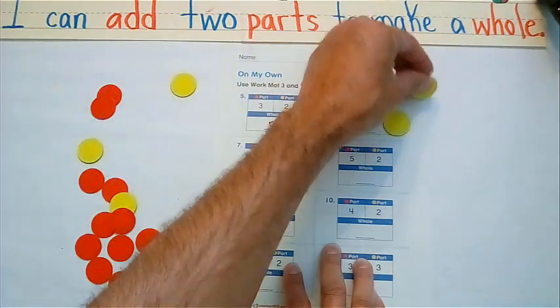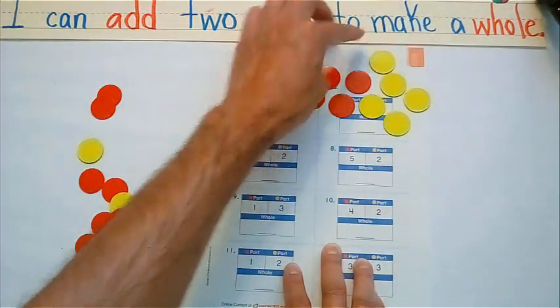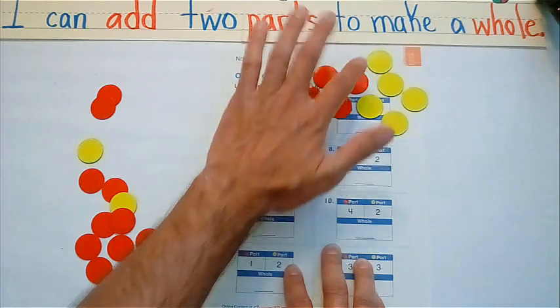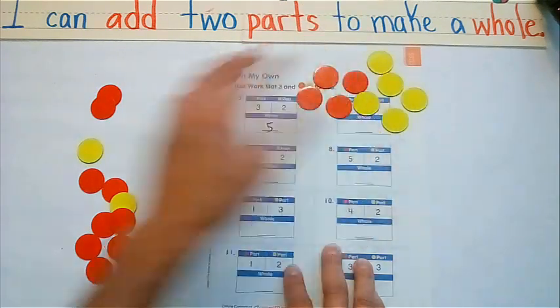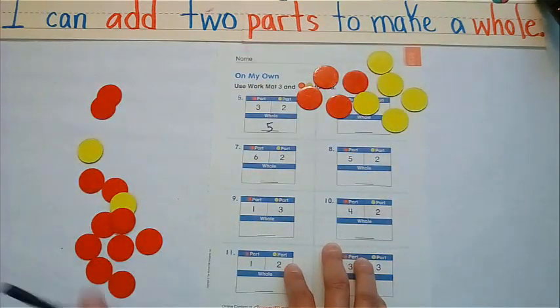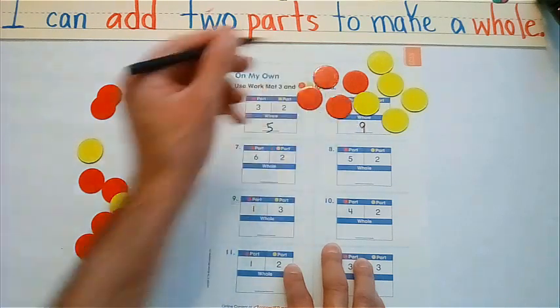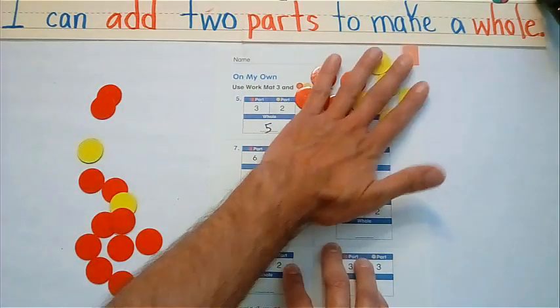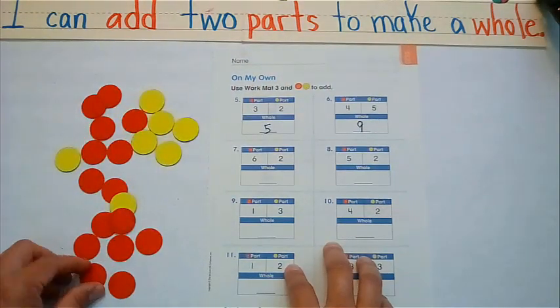So 4 and 5. What does that make? So let's count it. 4, 5, 6, 7, 8, 9. So the whole is 9. Fantastic. Did you get that?